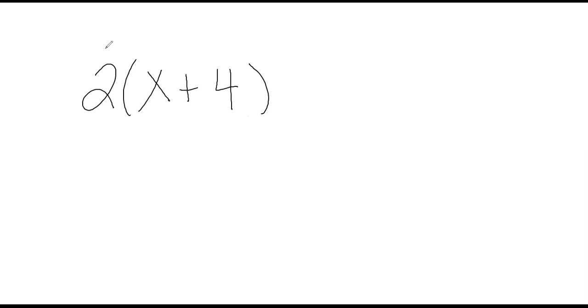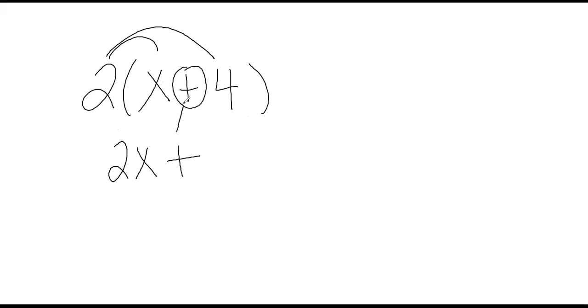And to do that, you have to take this outside term and multiply it by all of the inside terms. So I'm going to take 2 times the first term, so 2x plus, because you bring this sign down, 2 times 4 is 8. And this is as far as you can go because these are unlike terms because there's no number alone and there's no x with this one. So this would be my final answer.